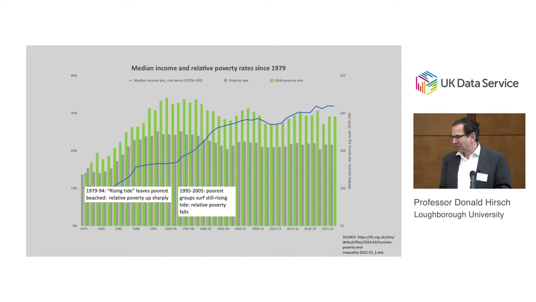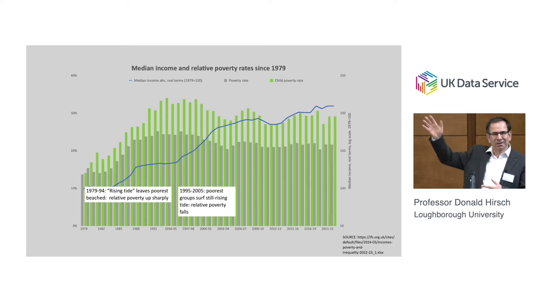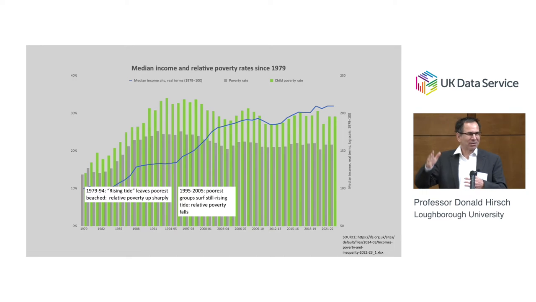Then the good news bit, which lasted for about 10 years from just before the new Labour government came in to a few years before they left, when there was still quite rapid real terms growth in incomes. In other words, the blue line was still quite steep upwards, but the number of people who were below 60% of that was actually coming down. And so people were not just rising with the tide, but I don't know whether surfing is the right metaphor, they were actually rising faster than the tide. And that was with a huge effort, a redistributive effort particularly, and a growth in employment rates among certain groups.